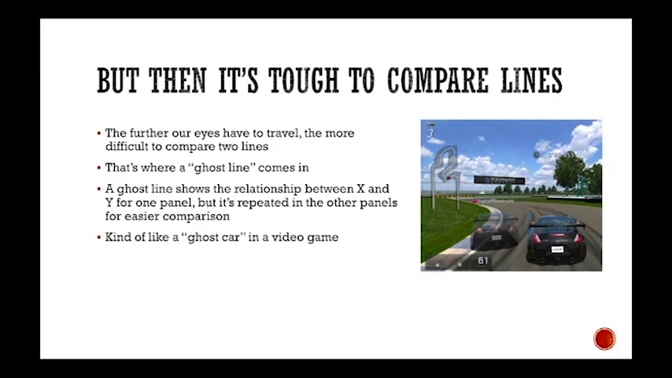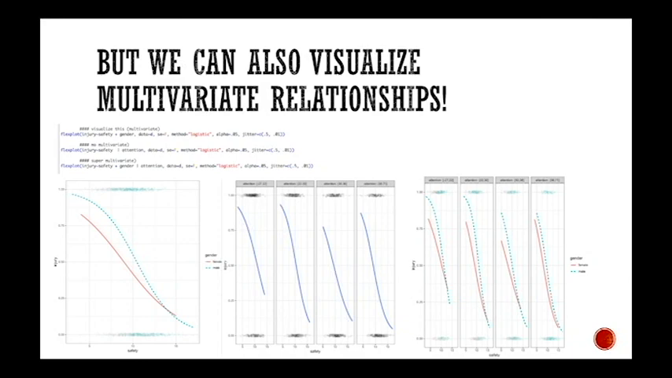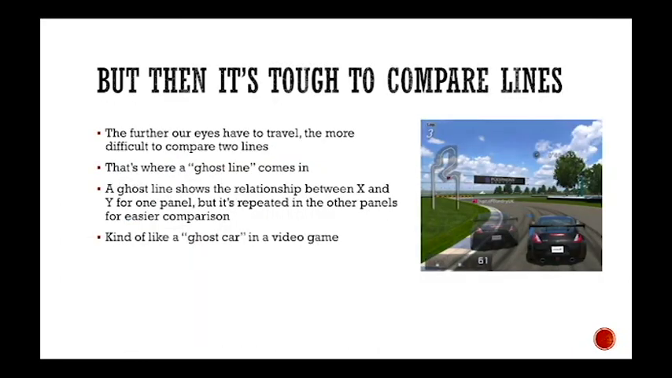The problem with these sorts of plots is that it's hard to compare lines across panels. That's where Ghostlines come in. The idea is that the further our eye has to travel, the more difficult it is to compare the predictions of 2 lines, and that's where a ghost line comes in. A ghost line shows the relationship between X and Y in one panel, but it's repeated in the other panels, so it's easier to compare. It's kind of like a ghost car in a video game.